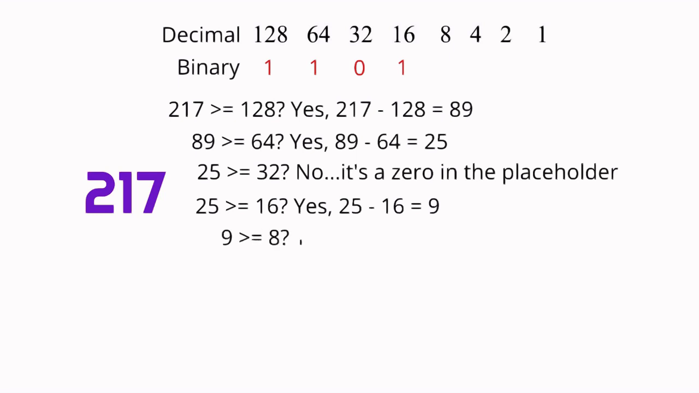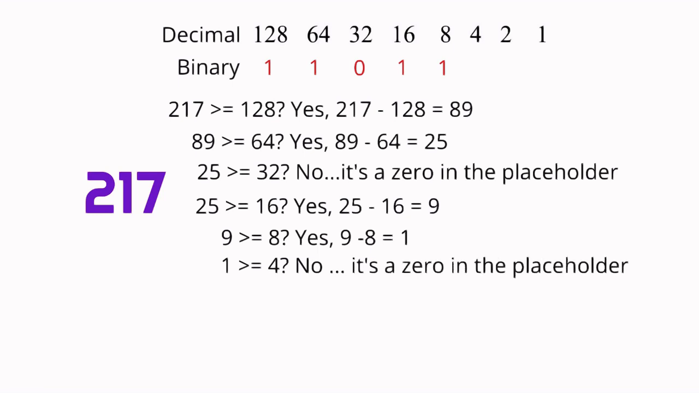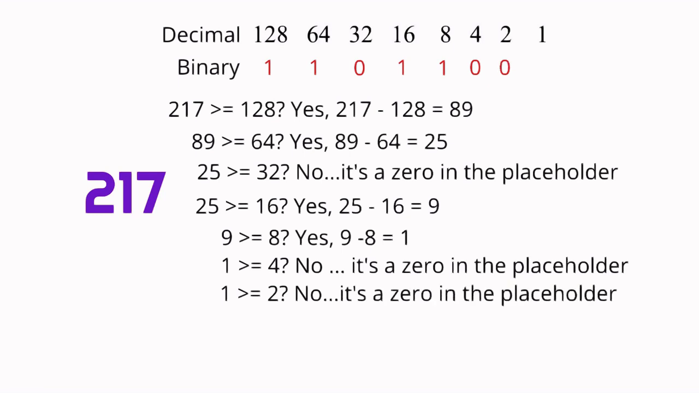Is 9 greater than or equal to 8? Yes, it is. So we write down a 1 and then we take 9 minus 8, which is equal to 1. Is 1 greater than or equal to 4? No, it isn't. Write down a 0. Is 1 greater than or equal to 2? No, it's not. Write down a 0 and move on to the right. Is 1 greater than or equal to 1? Yes! So let's write down a 1. Now 1 minus 1 is 0, so we're done.